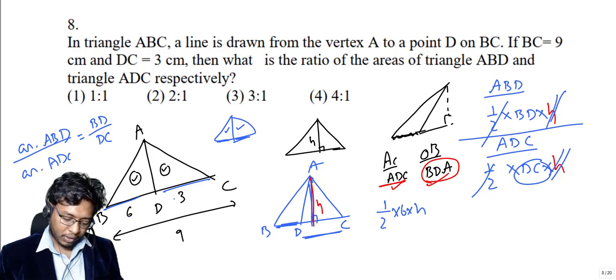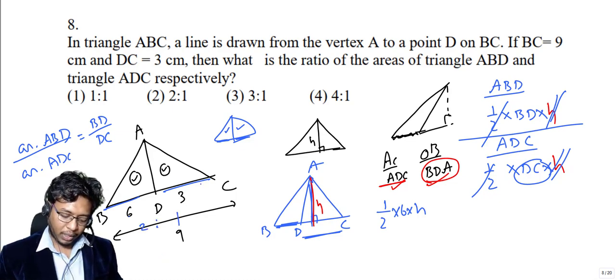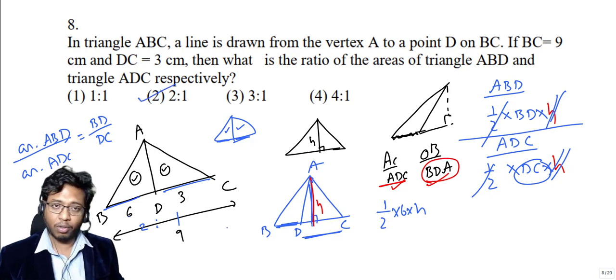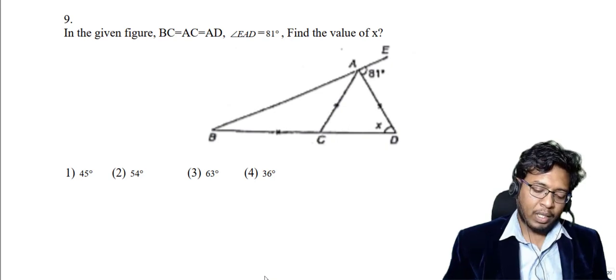So here you see what is the ratio here. 6:3 means 2:1. That means the area of ABD to ADC will be 2:1. So answer will be 2. That's it. Now, ninth question.